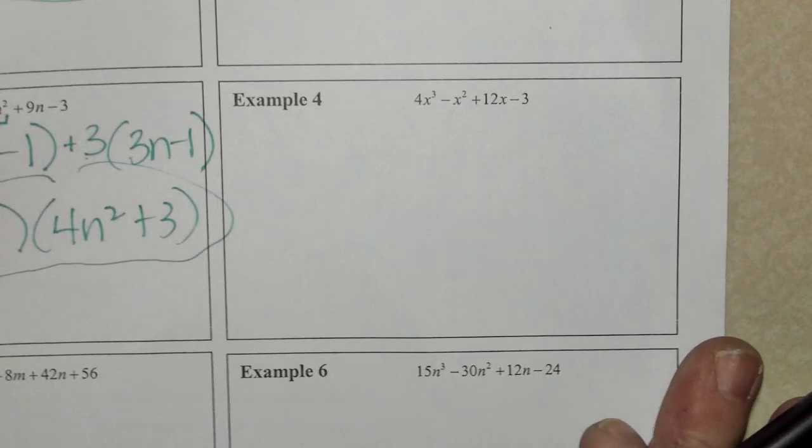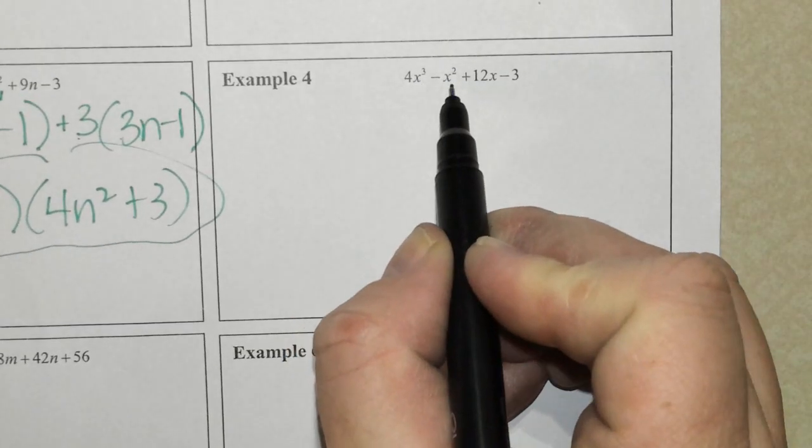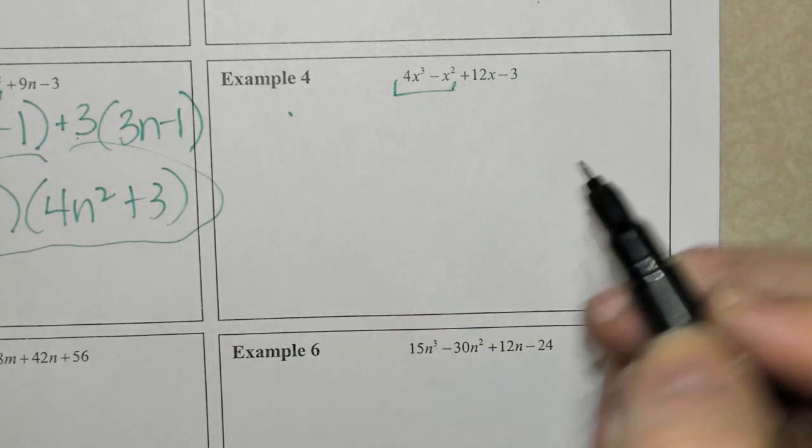Number 4, we're half done. First, let's make sure everything is lined up. Okay, x cubed, x squared, x. Okay, great. And I'm going to factor out of the first 2 an x squared.